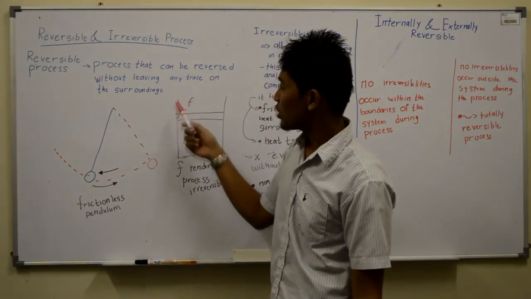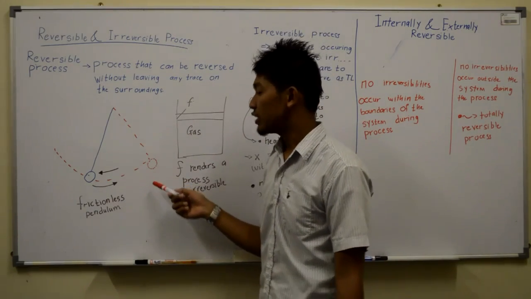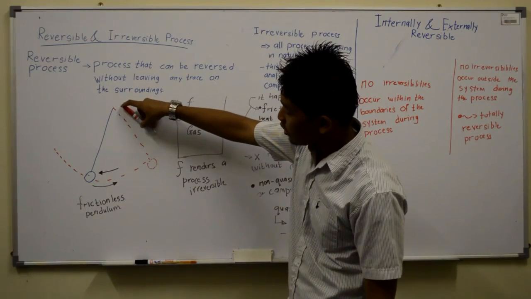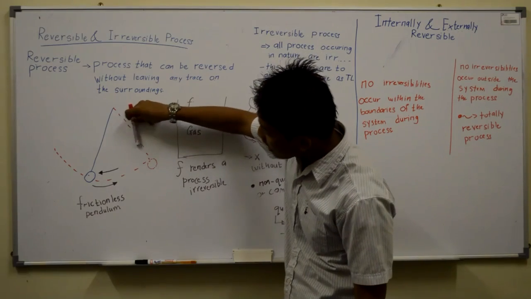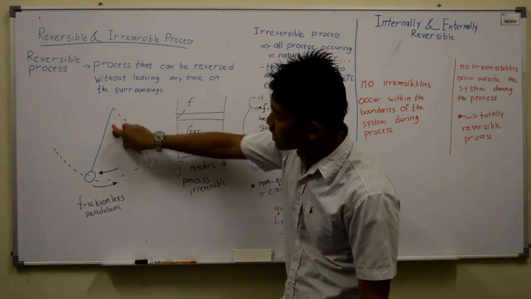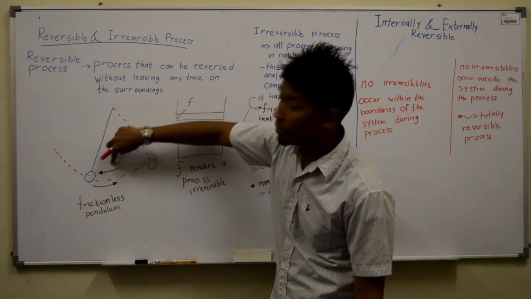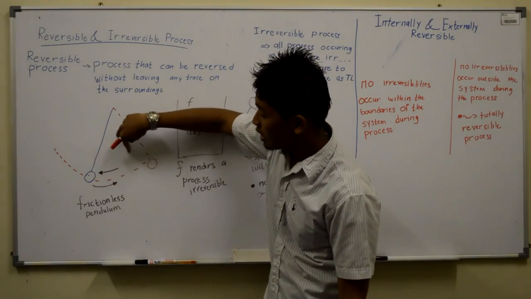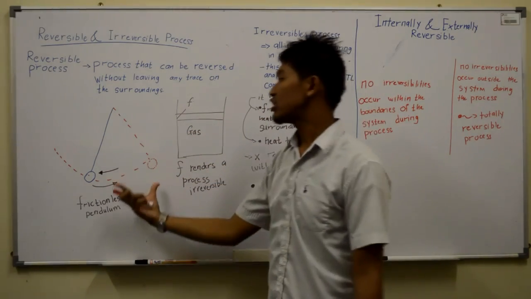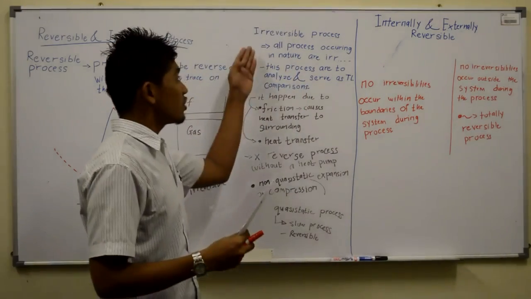A reversible process will occur when there is no friction. So you can observe this pendulum in this diagram. It will start to oscillate from this initial position to the final position. Then it will reverse back to the initial position. So this arrow shows that it can undergo a reversible process, which means a two-way process. It can go to the final position and then return back to the initial position. This is a reversible process. Then I will proceed to irreversible processes.